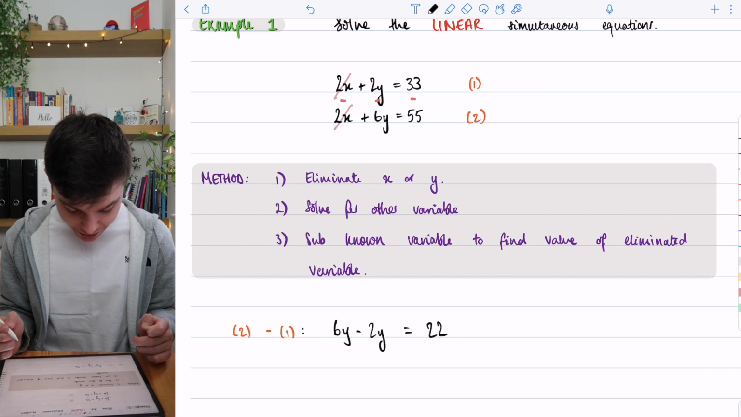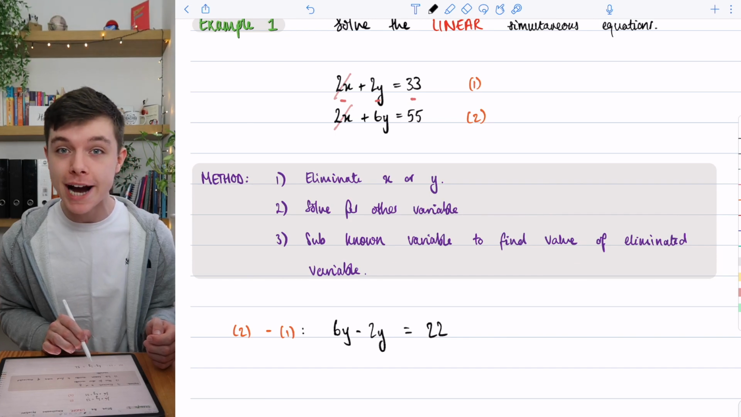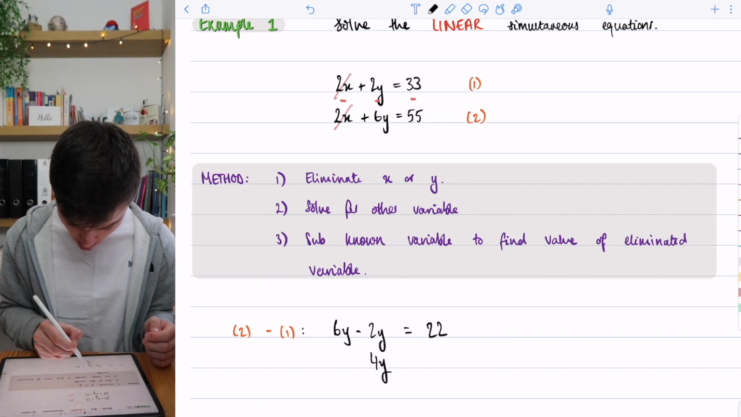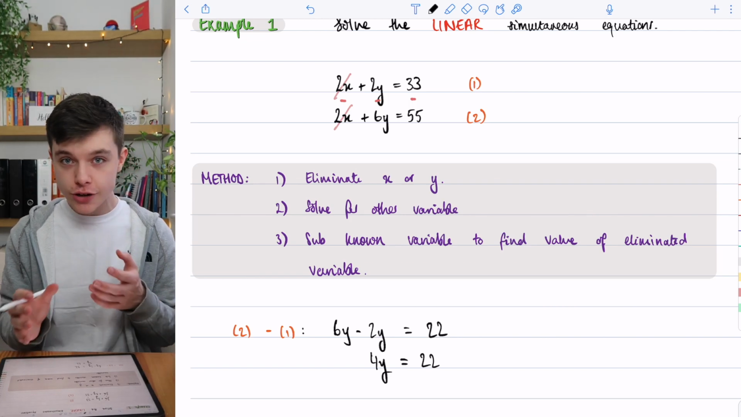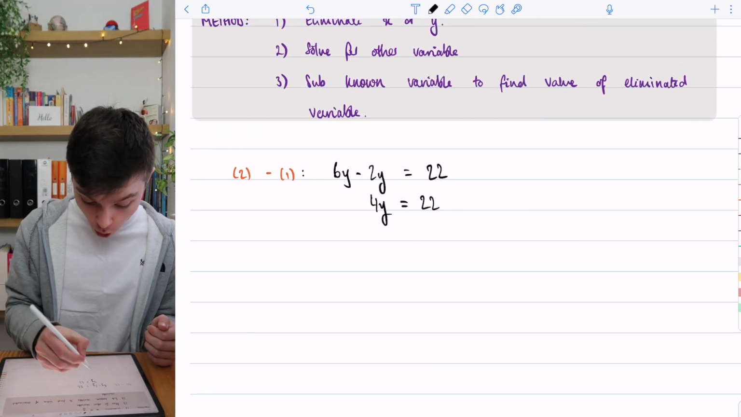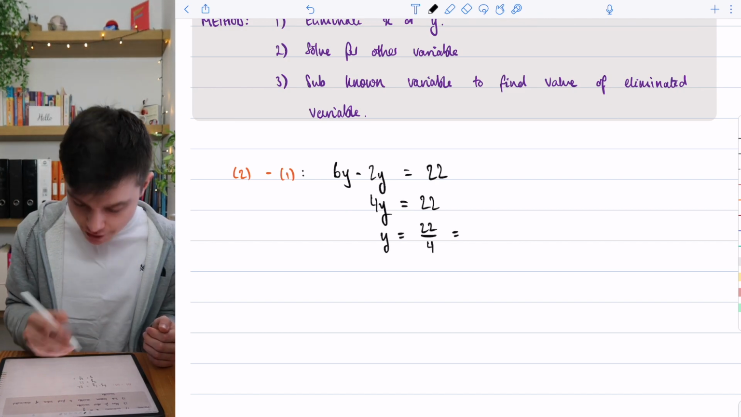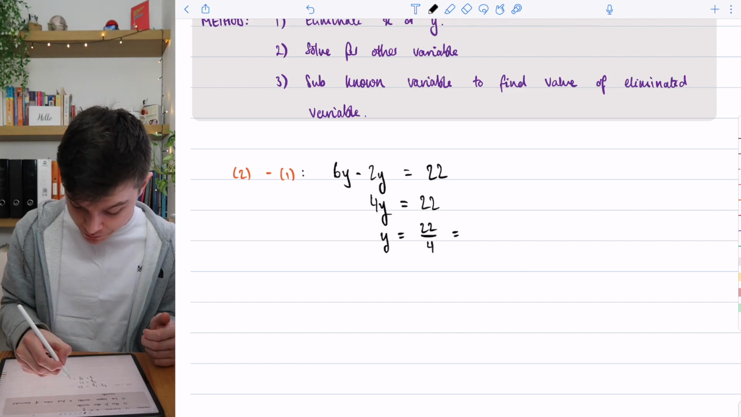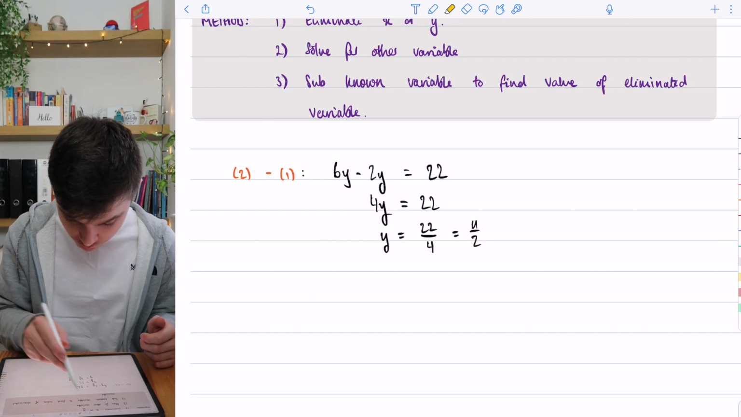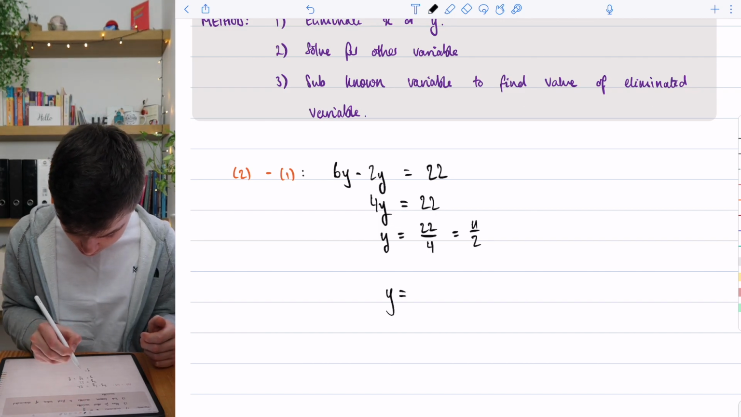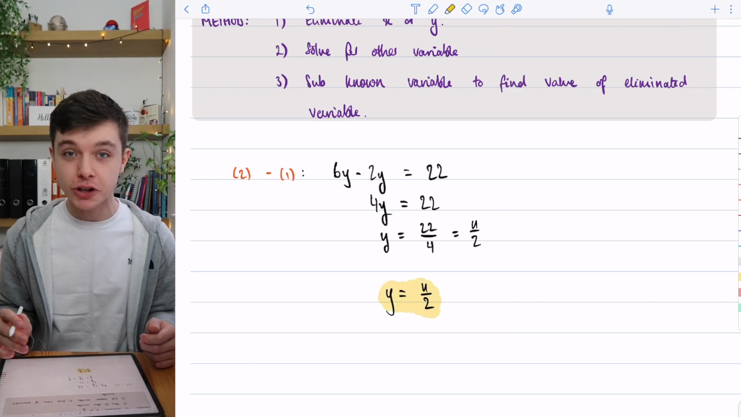Okay? And then what I need to do is, well, I can just solve for y here. We've got 6y minus 2y. That gives me 4y. And then we get that is equal to 22. And then what I can do is I can divide both sides by 4 to get y is equal to 22 over 4. And then we can divide top and bottom by 2 there to give me 11 over 2. So that is, and I'll write that actually underneath, y equals 11 over 2. That is our value for y.